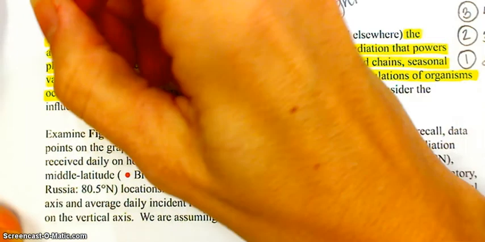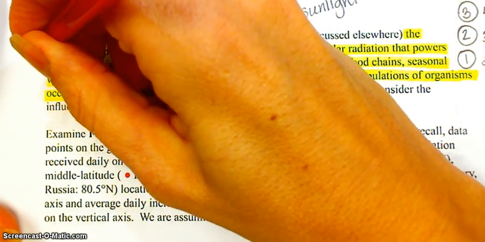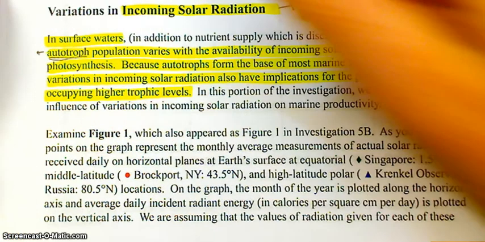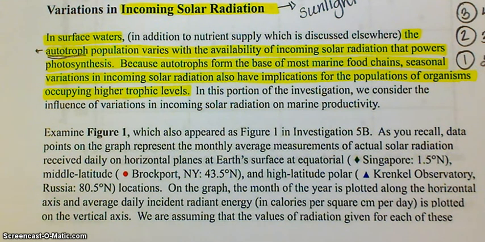And just to prove that you're actually listening, write out to the side over here that marine autotrophs are phytoplankton. So remember, sunlight is going to determine how much phytoplankton you're able to have, and how much phytoplankton you have is going to go a long way towards determining how many of the heterotrophs the food web can support. So anyway, now we're going to examine Figure 1.